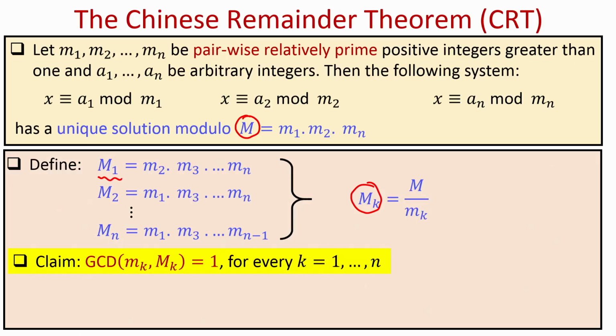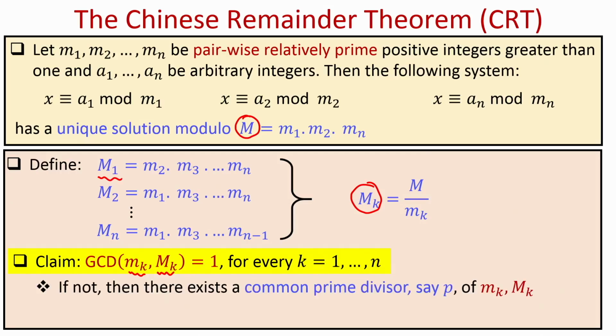Now, my claim is that if I take the modulus small m_k and the modulus big M_k, then they are co-prime to each other, and this is true for every k from 1 to n. Now, the proof is very simple. Assume that the GCD of small m_k and big M_k is not 1, right.